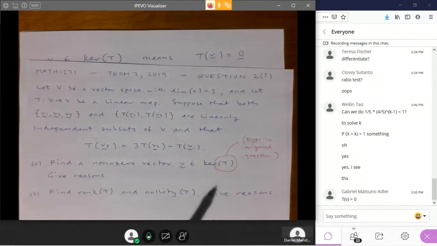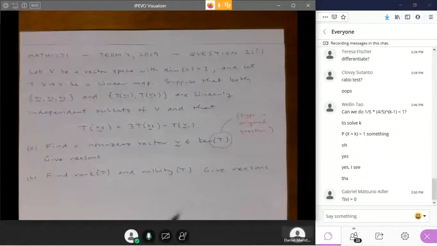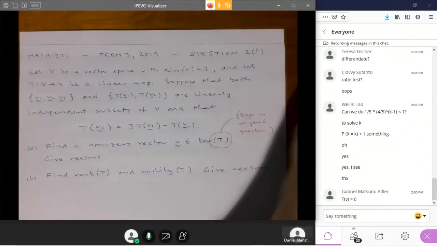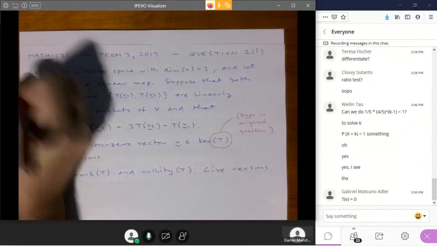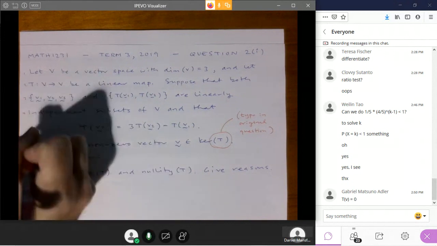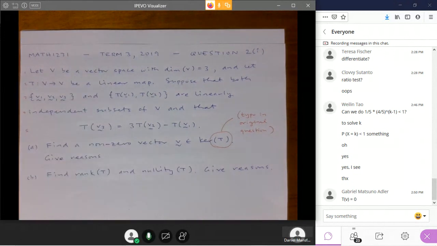Any ideas where we could start? Just looking through the question, anything that could possibly be relevant? If you want to refer to it, just say that's line 1 in the question, line 2, line 3, line 4, just to make it a bit easier. Anything that could possibly be relevant?